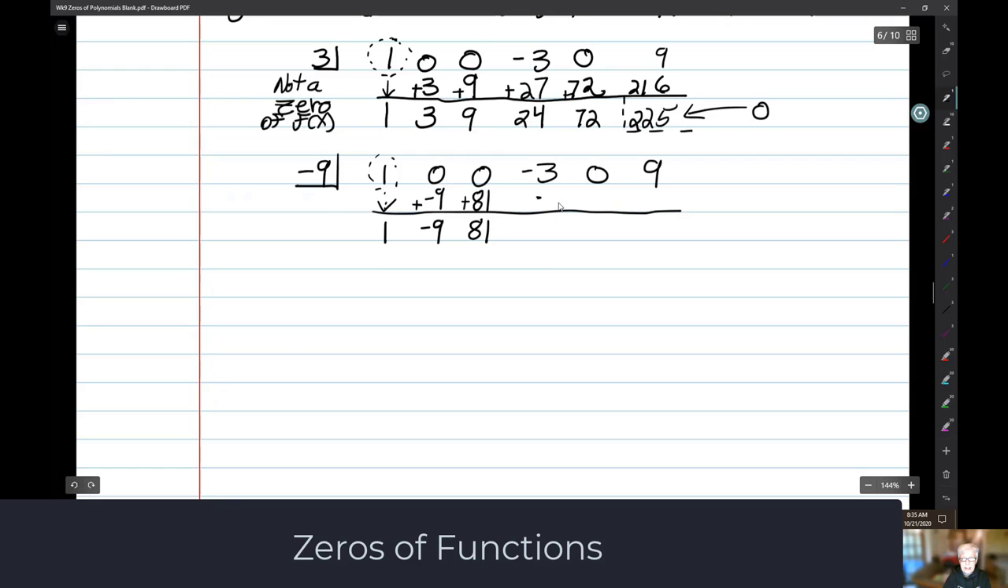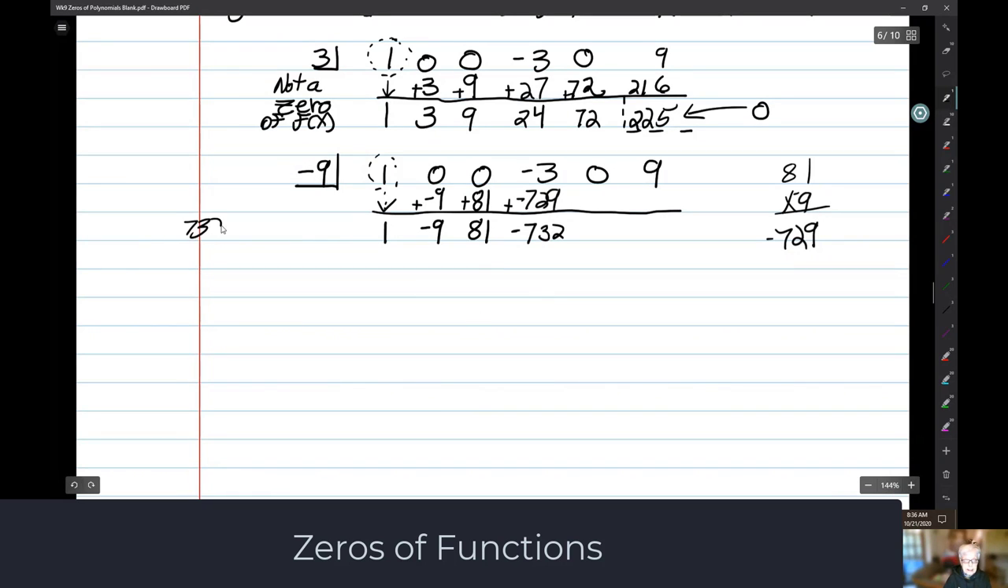81 times negative 9 is negative 729, because the 9 is negative. Okay. Now, negative 3 plus negative 729, you can tell this is not going to work, probably, is going to be negative 732. See, if that were positive, 3 plus 729, that would be 12. So I add two negative numbers, I actually get a negative number. I'm not multiplying them. Now I'm multiplying them.